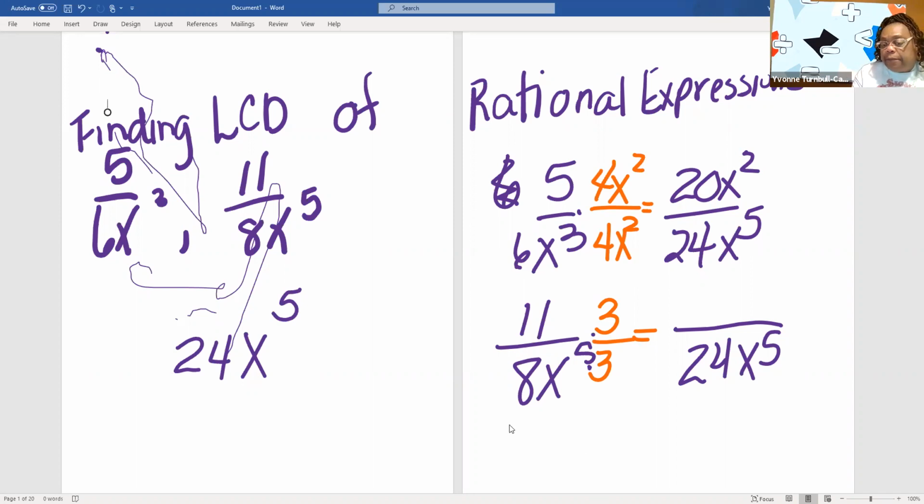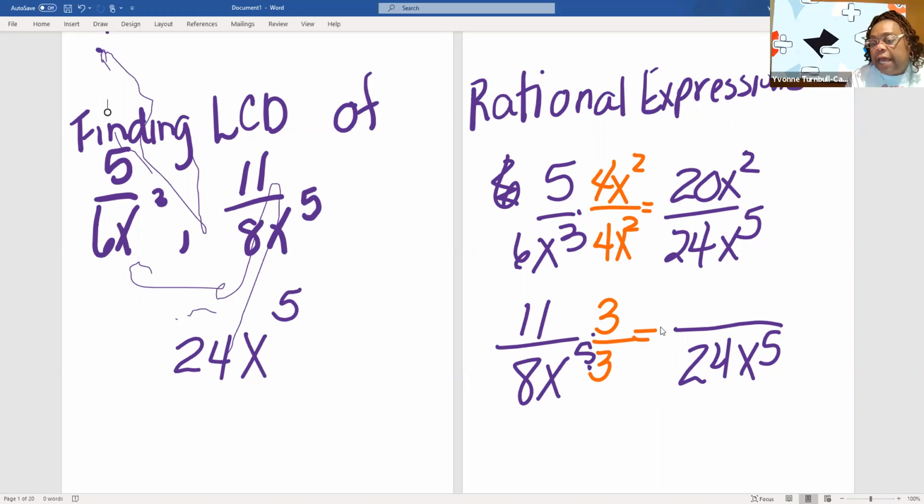In the bottom fraction, we have 8 times 3, which is 24. And here again, I do not need x to the 5th here because then it would give me x to the 10th. So x to the 5th simply becomes part of my denominator by default. And so I'm going to multiply 11 times 3, which gives me 33.